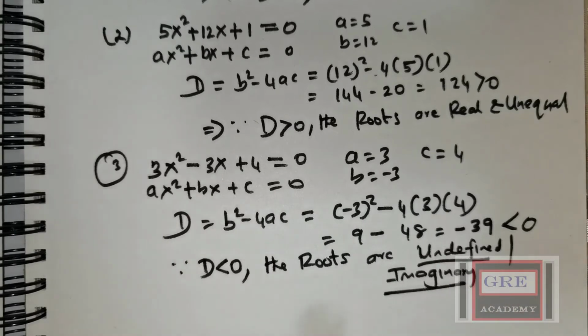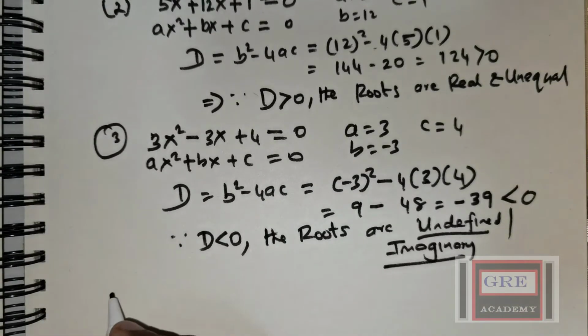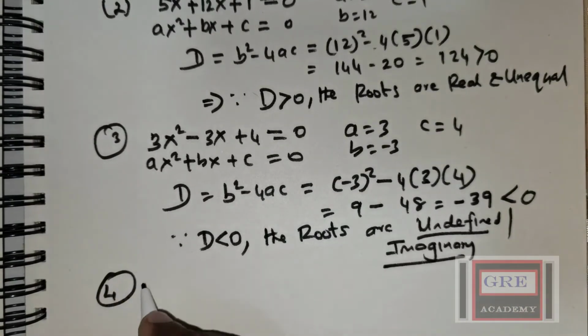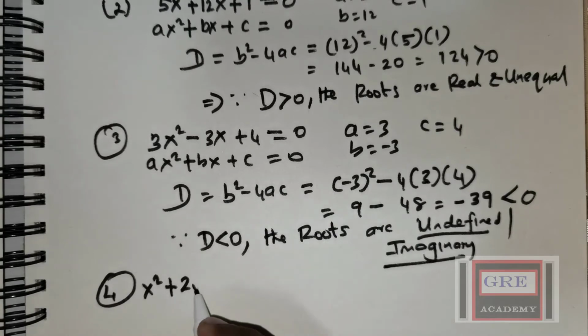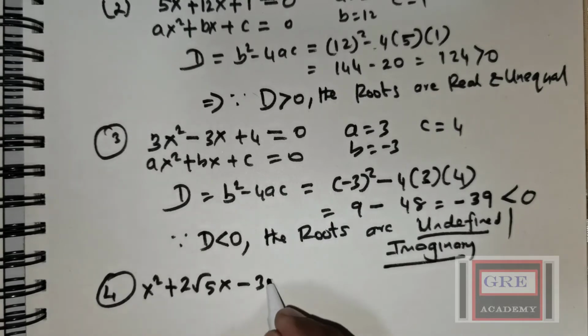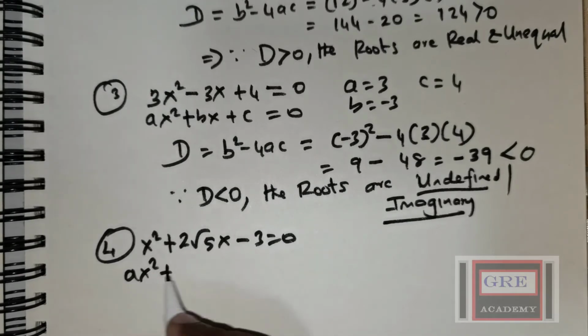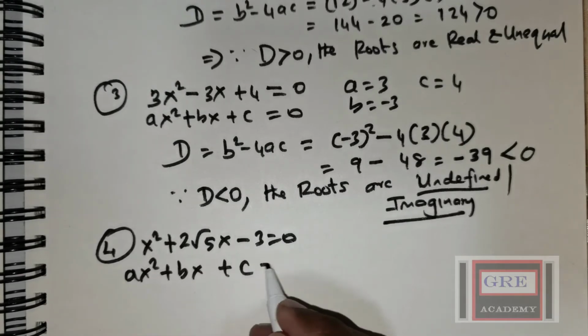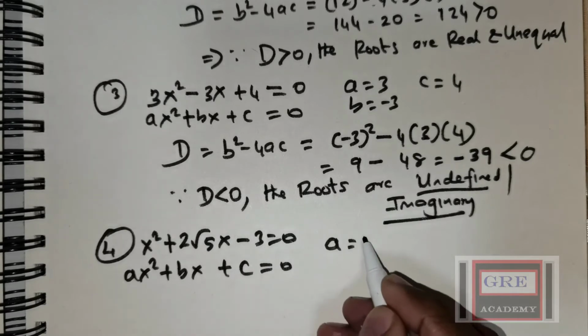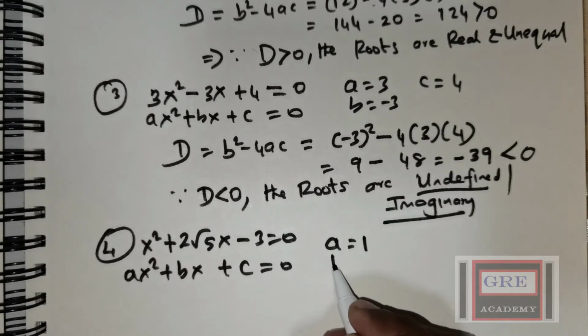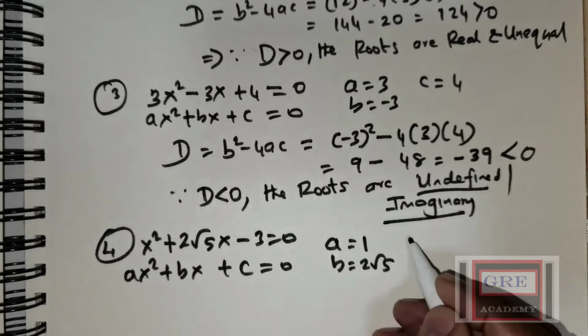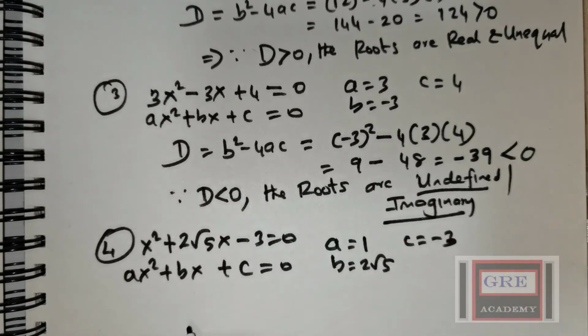Either this or this is sufficient. Now question number 4: you are given x squared + 2√5 x − 3 = 0. Write it as the quadratic equation ax² + bx + c = 0. From here, a is 1, b is 2 times root 5, and c is −3.